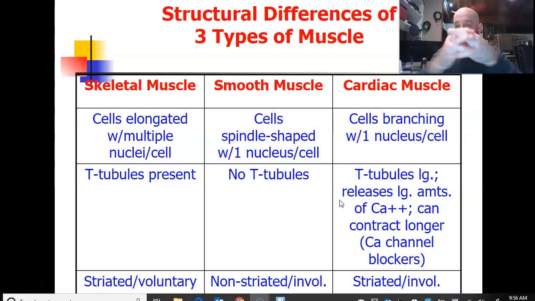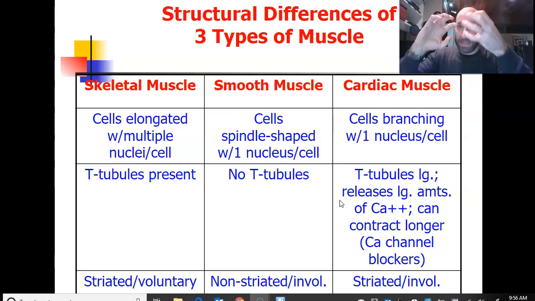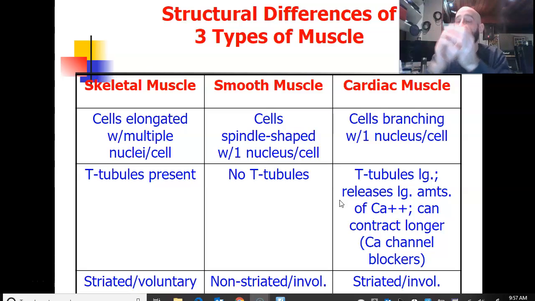Imagine squeezing a sponge, right? That's not going to give you any direct movement. But the whole point of smooth muscle is it's a weak contraction and it kind of pushes. So that's going to not have striations, and it is involuntary. We cannot control our smooth muscle. That is what's pushing blood through our blood vessels. That is what's pushing food through our intestines.